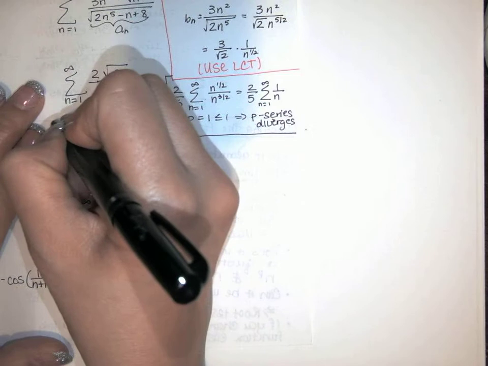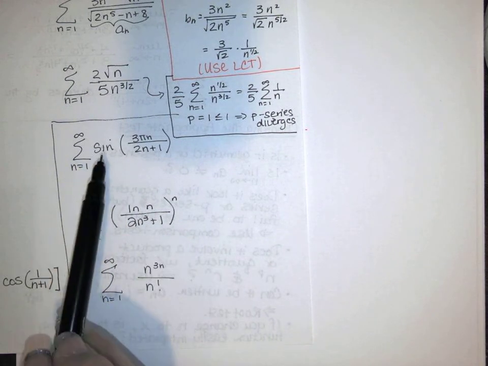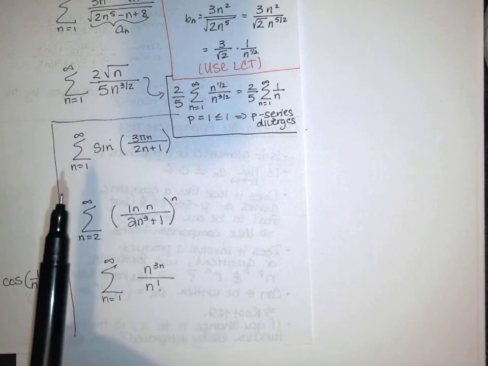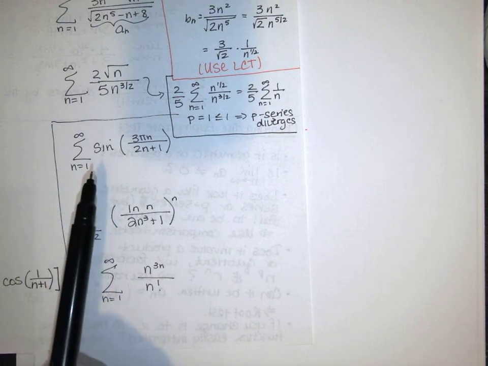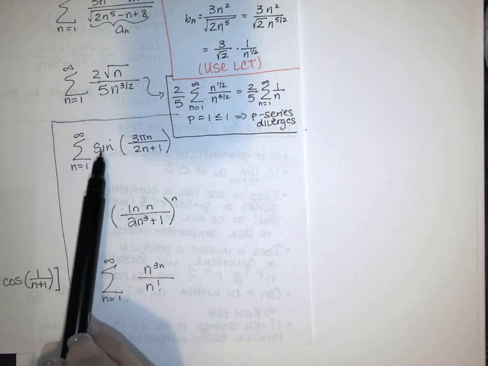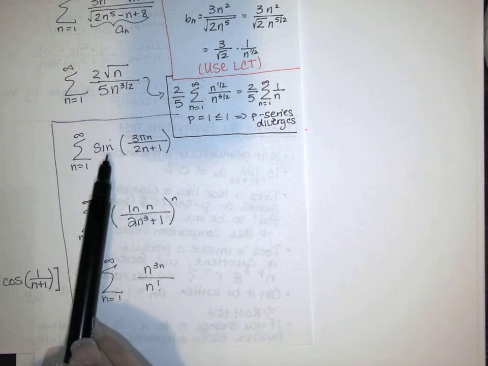Now, I've got this series, and this series. Saying, okay, which tests are appropriate here? Is it geometric or a p-series? No. What about the nth term test? This time the nth term test is promising, because you've got the limit of the sine of this function of n.